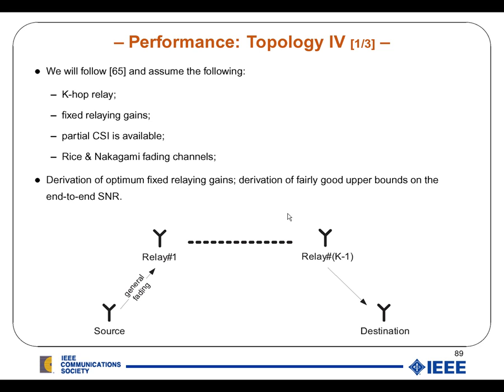Now, if we move on to topology number 4, and that follows the exposition in reference 65, we assume now K serially concatenated relays. We don't have any connection between source and destination directly, but we assume very general fading channels such as Rice and Nakagami, and it turns out that 65 derived the optimum fixed relay gains, and it derived a fairly good upper bound on the end-to-end signal-to-noise ratio.